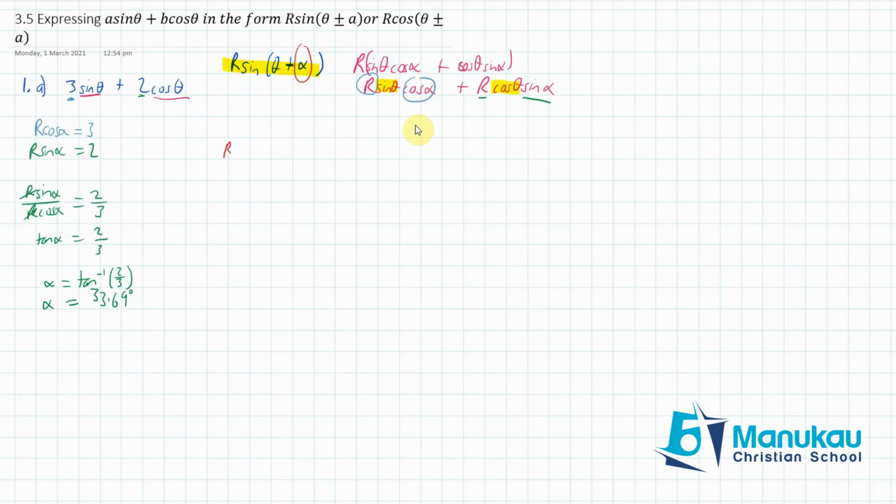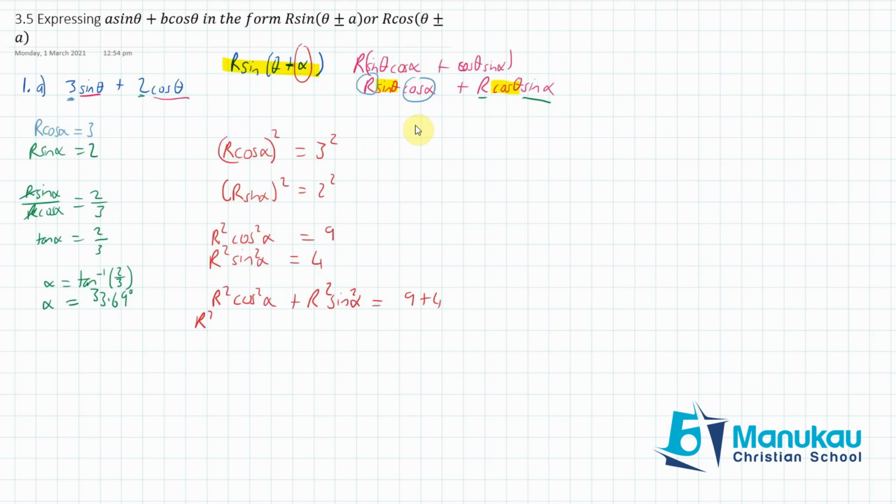Okay, so what I'm going to do is I'm going to go r cosine alpha, and I'm going to square that, equals 3 squared. And I'm going to do the same to the other one. R sine alpha squared equals 2 squared. Now, what do we get in those cases? We're going to get r squared cosine squared alpha equals 9. And we're going to get r squared sine squared alpha equals 4. Now, I'm going to add them together. I'm going to go r squared cosine squared alpha plus r squared sine squared alpha equals 9 plus 4. Then I'm going to factorize: r squared times cosine squared alpha plus sine squared alpha is equal to 13. But I know that inside that bracket, that's 1, because sine squared alpha plus cosine squared alpha is 1. So r squared equals 13. So therefore r is equal to square root 13.